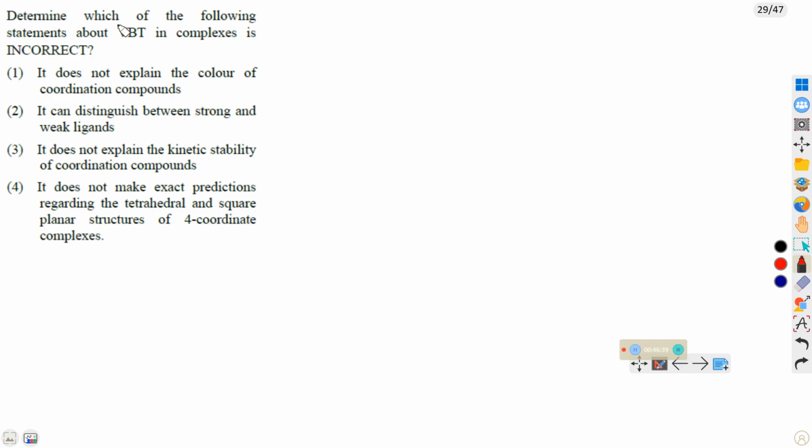Determine which of the following statements about valence bond theory in complexes is incorrect. It does not explain the color of coordination compounds. This is correct. It can distinguish between strong and weak ligands. This is the incorrect statement. Not can. It cannot distinguish.